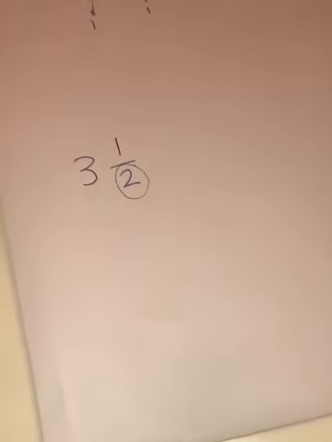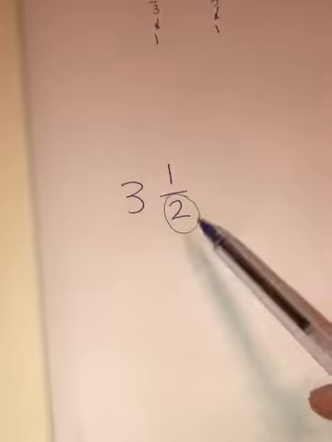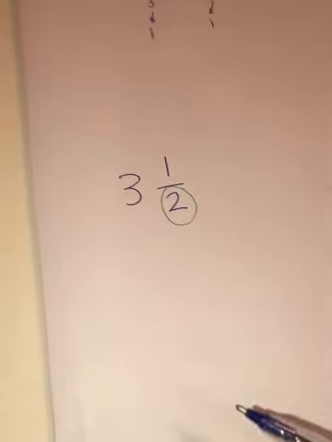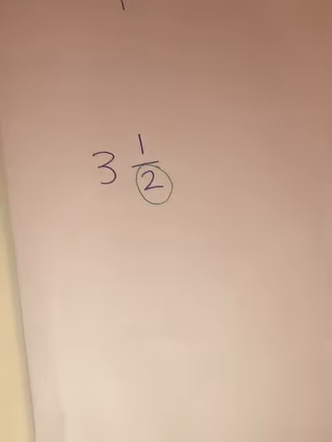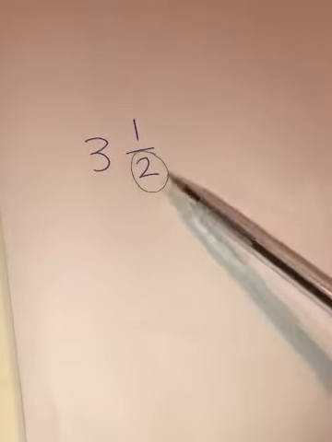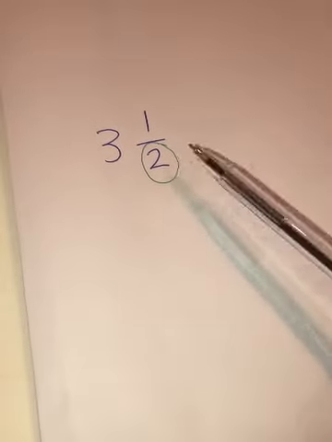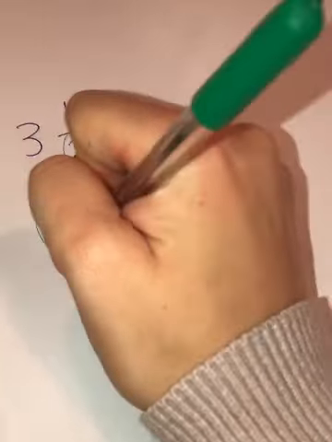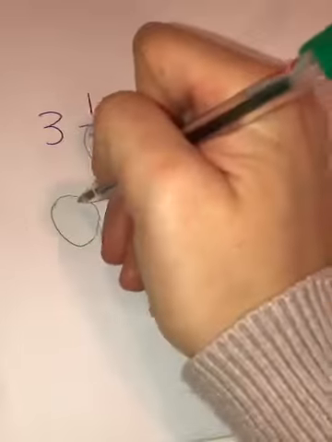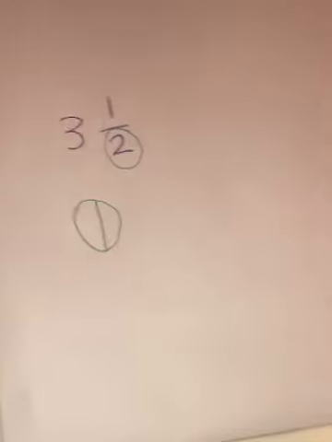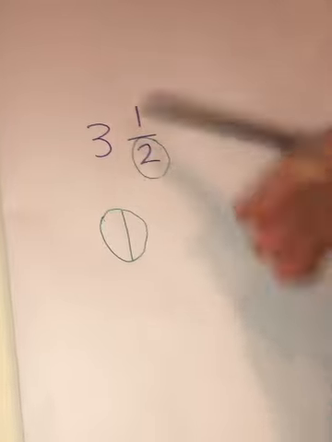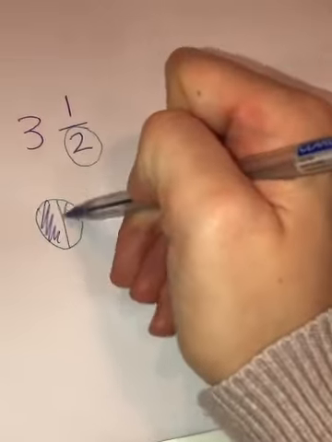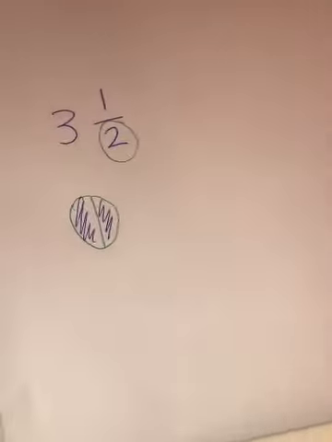Now, let's move on to the second example. Over here, it's 3 and 1/2. How am I going to represent it? As we already did, we circled the denominator, which is 2. How am I going to model it? I choose any shape. I divide it into 2 parts. Because I have 3, which means I have 3 wholes, I shade all parts for it to become a whole.